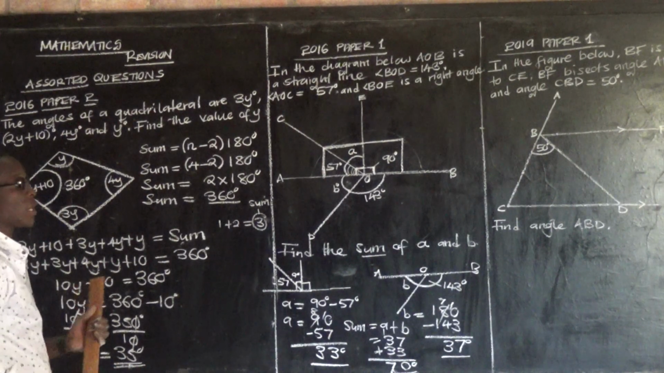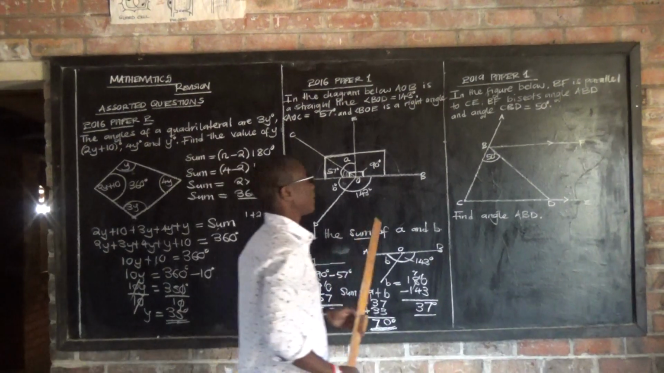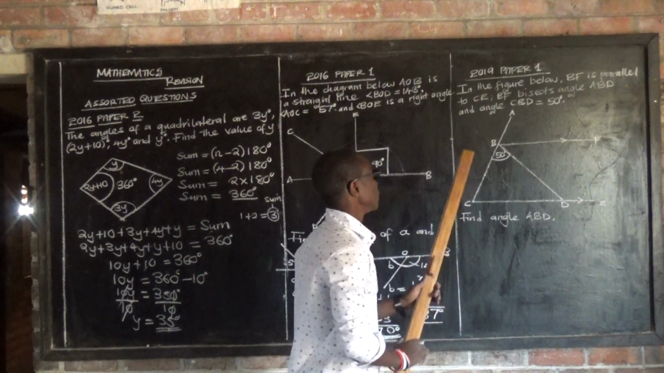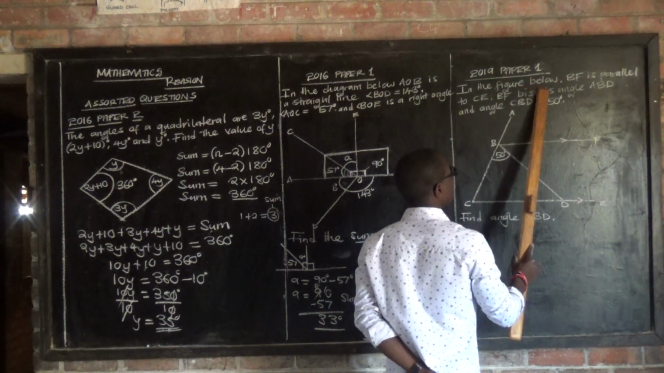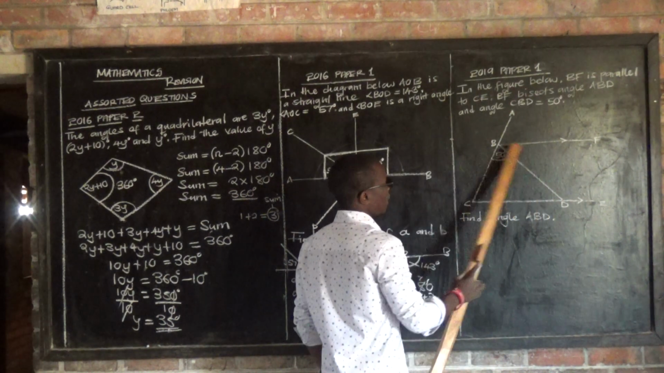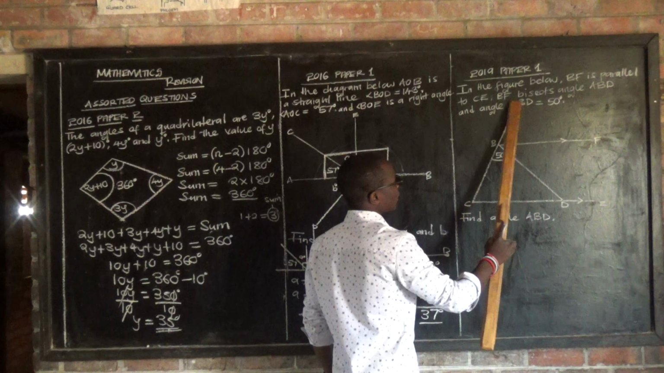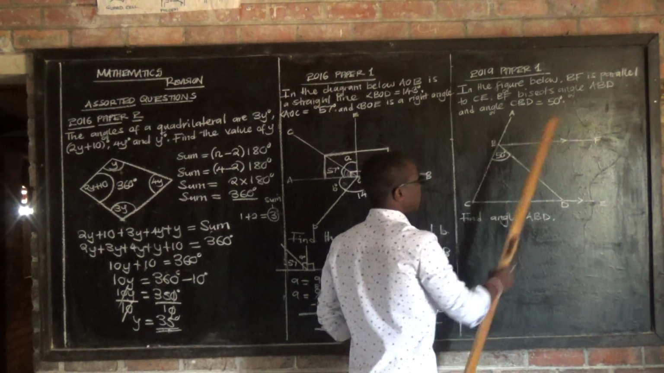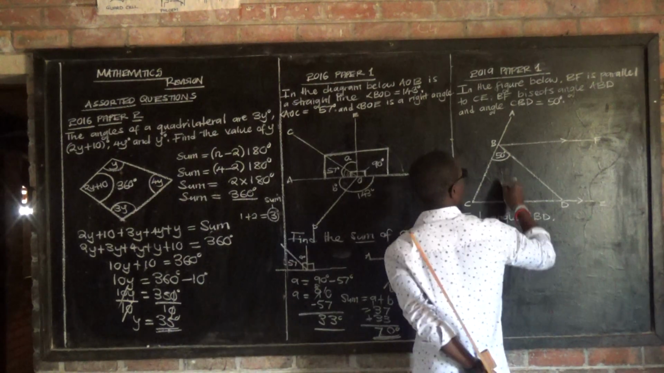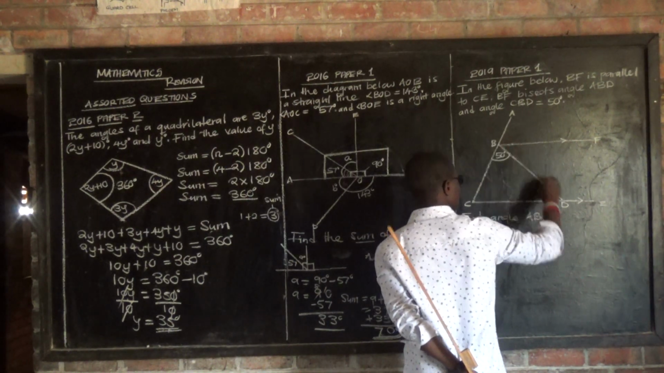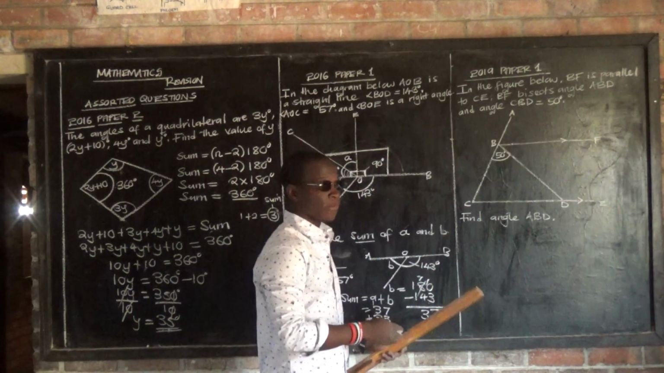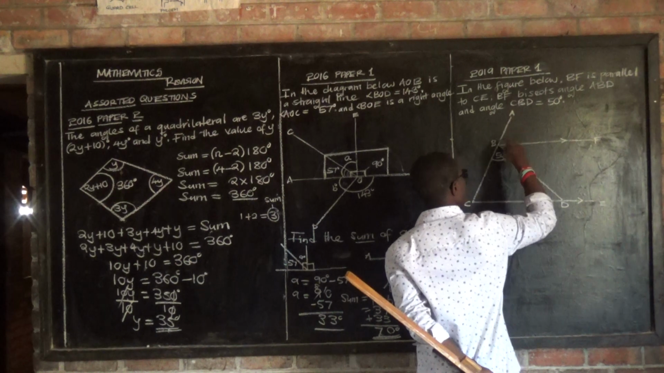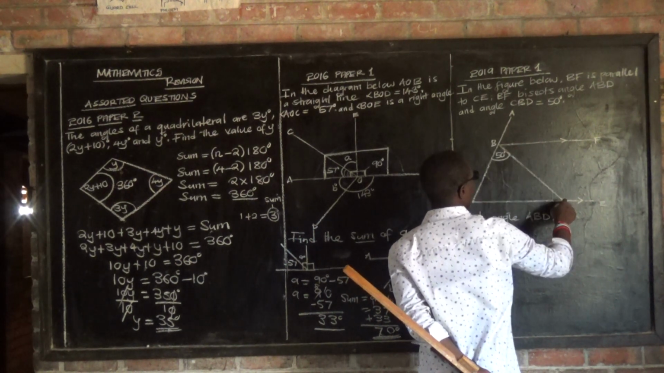So we can quickly look at the last question, which is 2019, paper 1. It said, in the figure below, BF bisects angle ABD. Where is ABD? So BF, this line bisects this angle ABD. Okay, are we together?